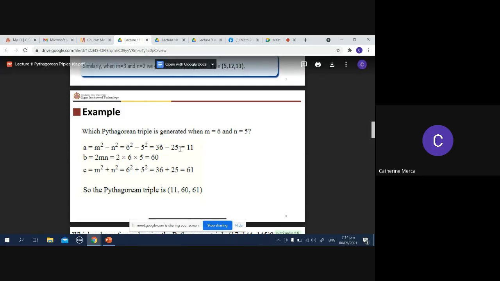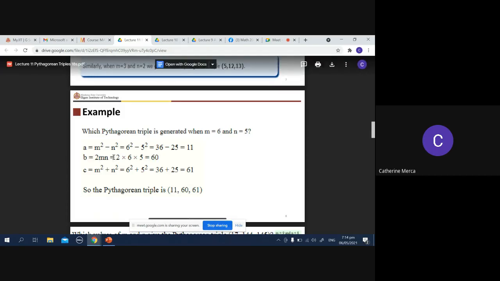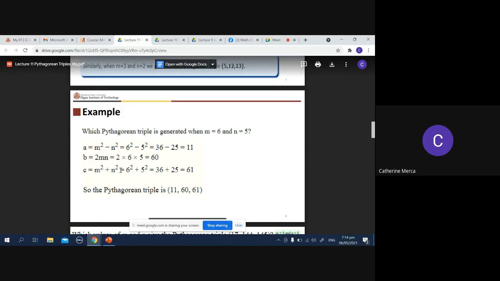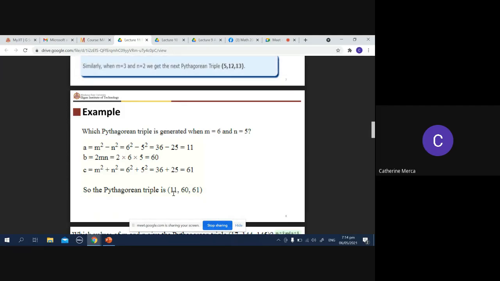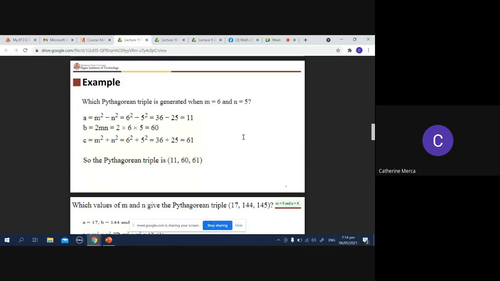So your A is 11, your B is, again, computed as twice of mn, which is 60. And C is equal to m squared plus n squared, equals this quantity. So you have 11, 60, 61, which consists actually of your Pythagorean triple when m is equal to 6 and n is equal to 5.